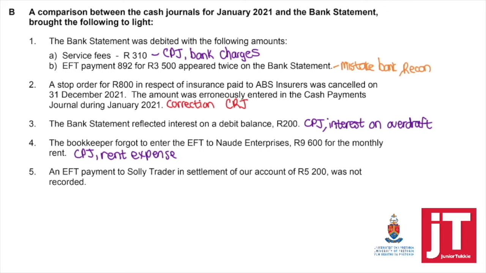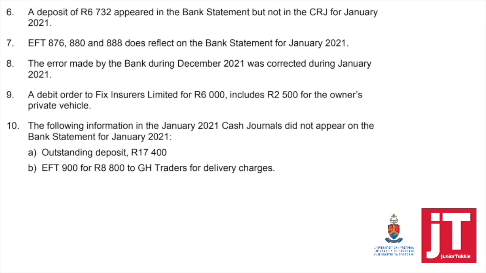Transaction number 5, an EFT payment to Solitrader in settlement of our account of 5,200 was not recorded. It means we've omitted it. We need to add it in our CPJ and this will be creditors control. Looking at transaction number 6, a deposit of 6,732 appeared in the bank statement but not in the cash receipts journal for January.